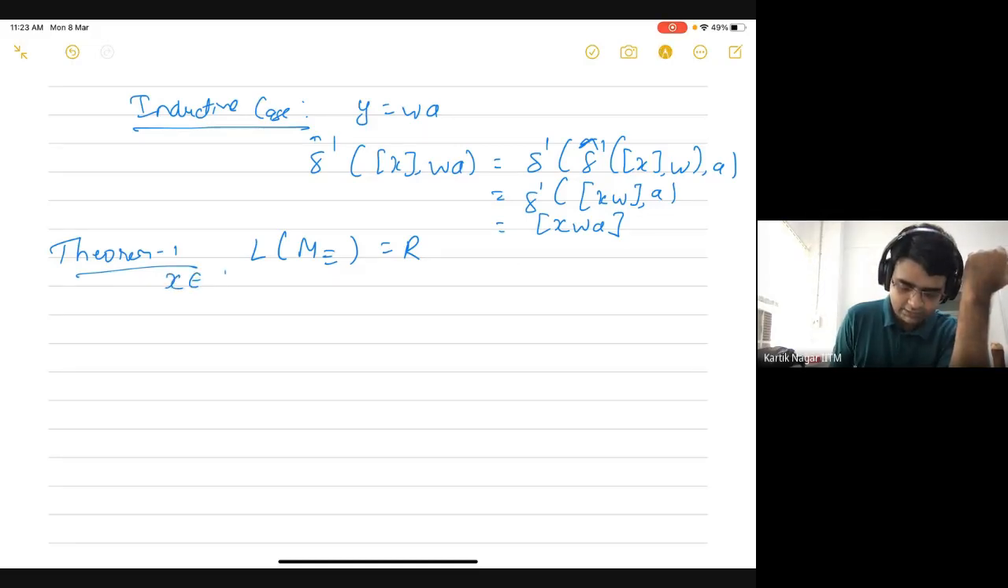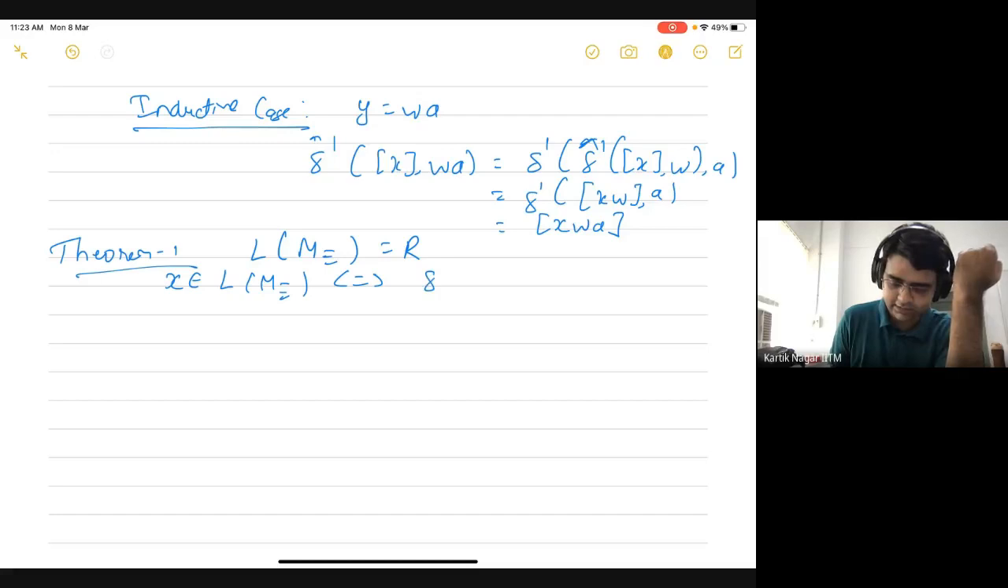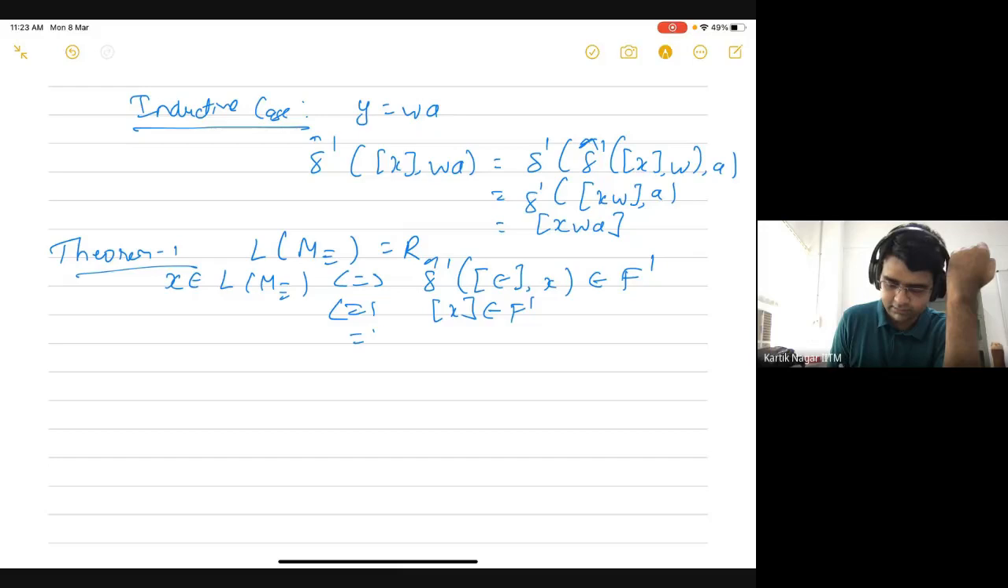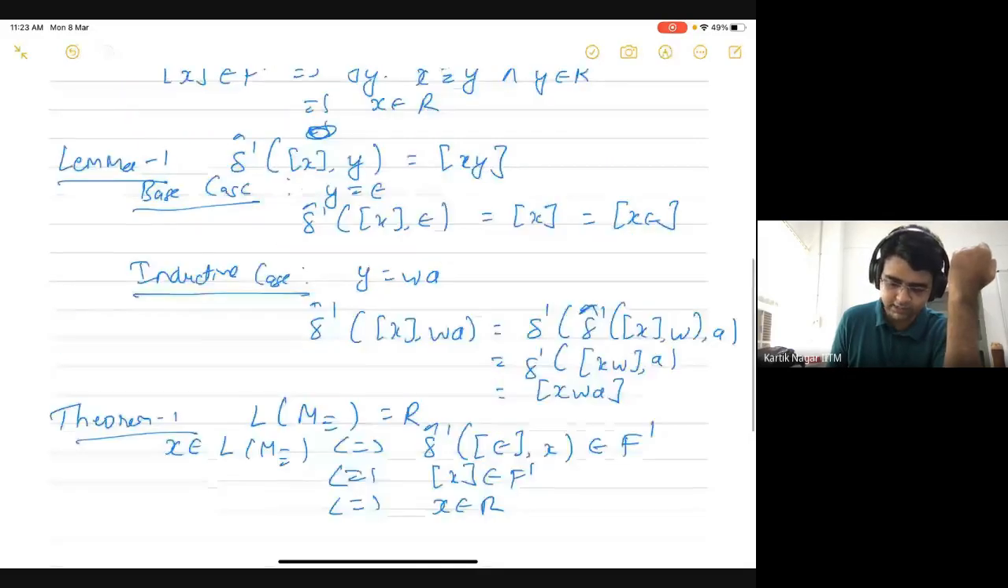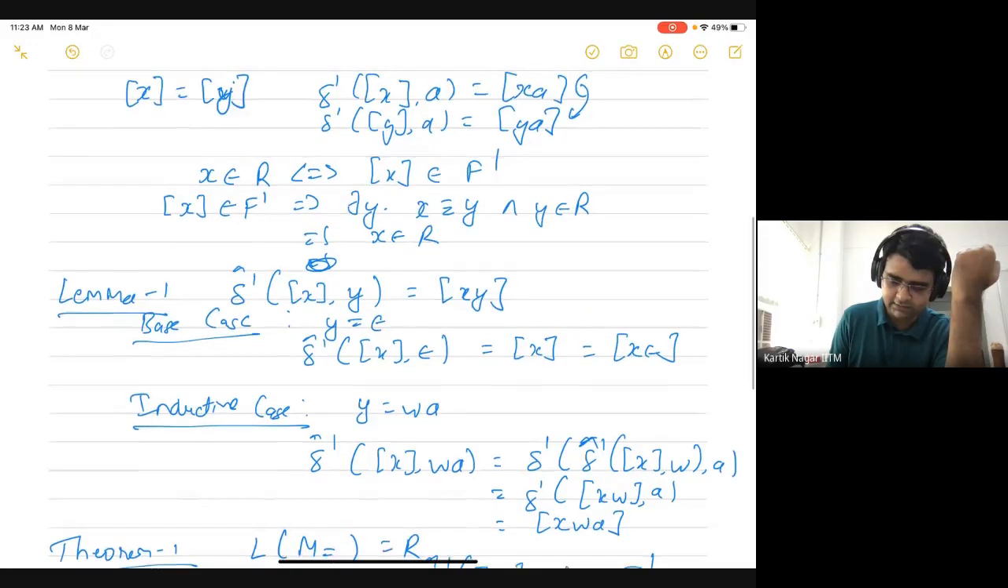So let's say that X belongs to the language of this DFA. Then what can we say about this particular X? We can say that delta prime hat of the start state and X belongs to the final states, which is F prime. And then I can use lemma 1. Lemma 1 would say that this is the same as the equivalence class of X belonging to F prime. This means that we've just shown that if the equivalence class of X belongs to F prime, then X belongs to R, right? Which is this result.